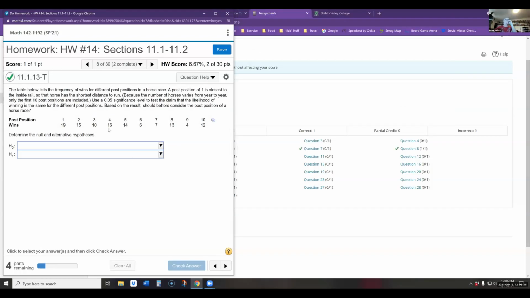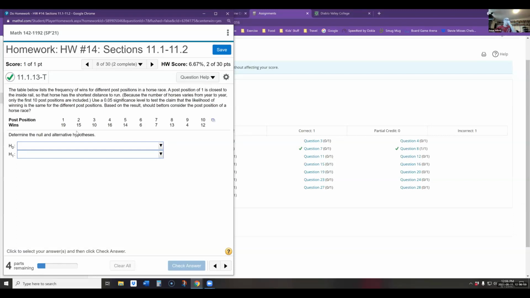All right, so the next one is somewhat similar. It says the table below lists the frequency of wins for different post positions in a horse race. So this was the post position, and this is whether they won or not. And it points out that post position 1 is closest to the rail, so that horse might have a little less distance to run. Maybe that gives them a hedge up and helps them beat somebody who's a little better than them.